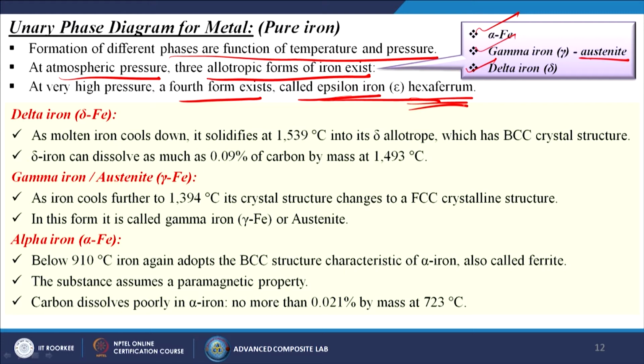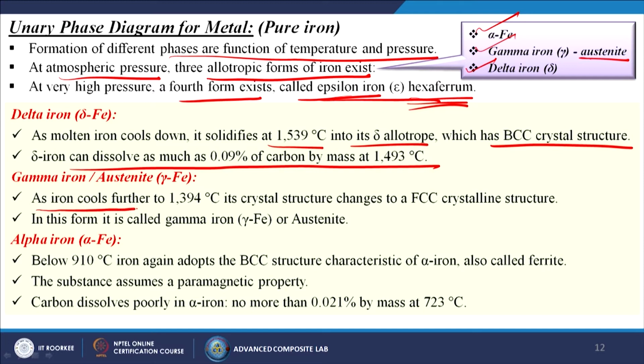What is delta iron? As molten iron cools down, it solidifies at 1539 degree centigrade into its delta allotrope, which has a BCC crystal structure. Delta iron can dissolve as much as 0.09% of carbon by mass at 1493 degree centigrade. What is gamma iron, or austenite, or gamma Fe? As iron cools further to 1394 degree centigrade, its crystal structure changes to FCC. In this form it is called gamma iron or austenite.